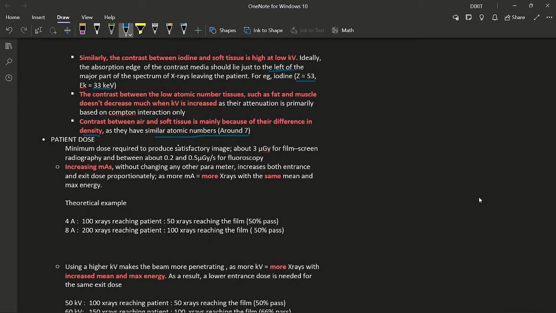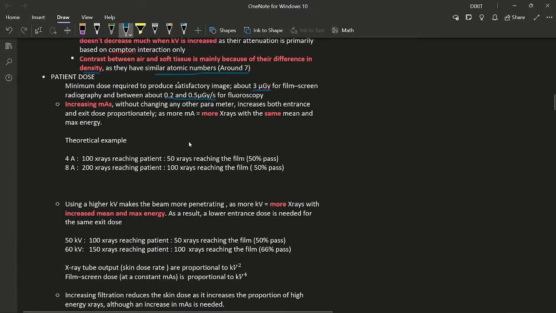Coming to patient dose, now this is a very important topic. It is almost sure that they will ask questions from this topic. Just two values to remember. One is that the minimum dose required to produce a satisfactory image for film screen radiography is 3 microgray, and for fluoroscopy it is 0.05 to 0.2 microgray per second. Now let's look at what happens when some of the parameters are changed.